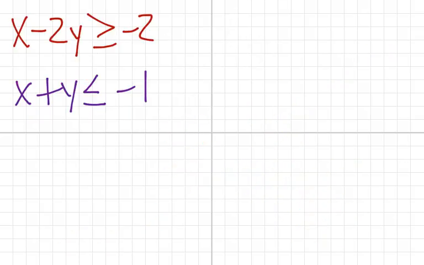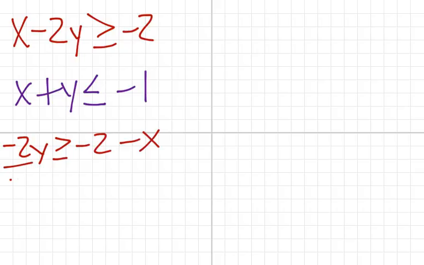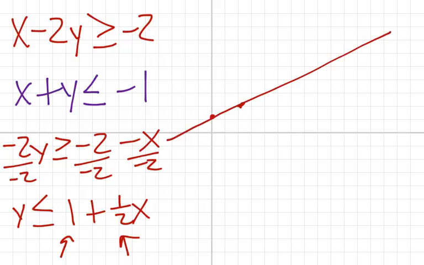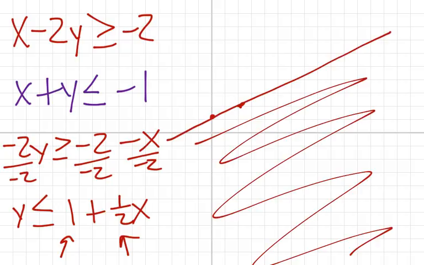Next problem, you're going to start out by having to get y by itself. So on the top problem, you're going to end up with -2y is greater than or equal to -2 minus x. Divide everything by a -2, which means you got to flip your symbol. Y is less than or equal to 1 plus 1/2 x. So my first point, I go up 1. From there, I go up 1 over 2. I used the 1 for my first point, the 1/2 for my second point. This is a solid line, and we're going to shade below.